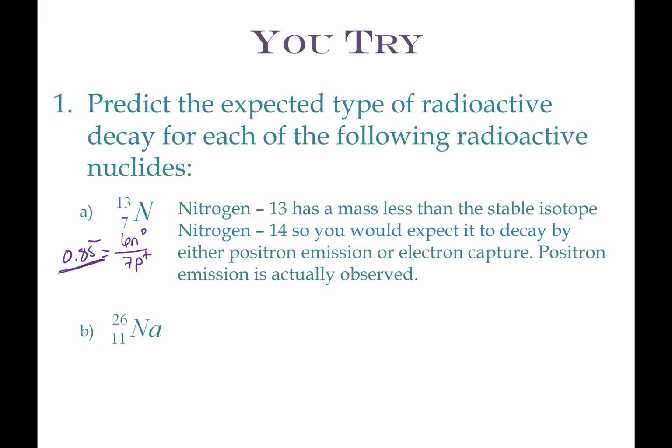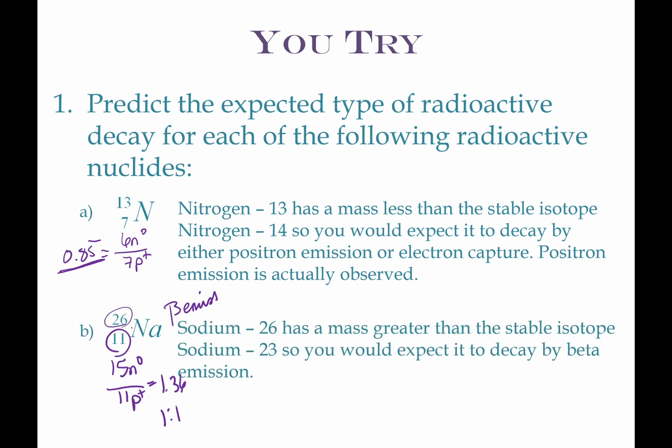26 minus 11 is 15 neutrons and 11 protons. 15 divided by 11 is 1.36. This is less than 30, so we want this ratio to be around 1 to 1, so this would be beta emission. So sodium 26, the mass is greater than that of the stable isotope on the periodic table of sodium, 23, so we would expect it to go up. But I, again, am looking more at the ratios that we see, that we want it to be closer to 1.1.